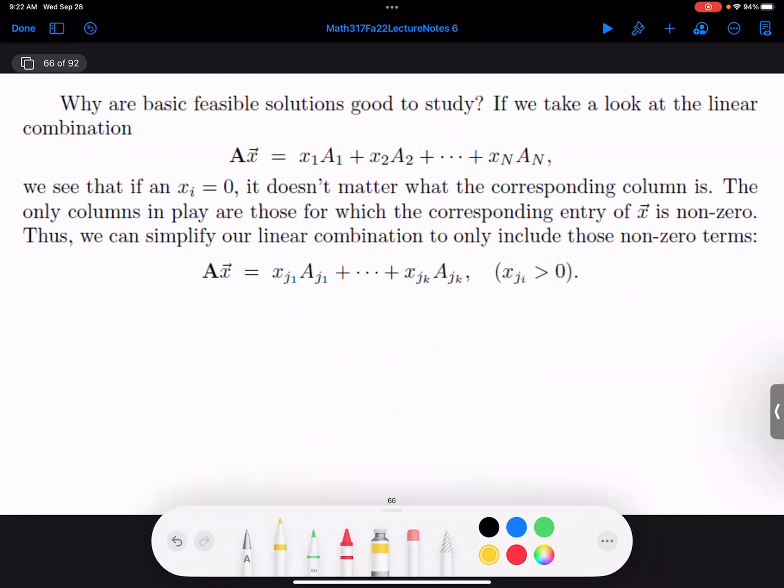If you think about what's going on, if a component of X is 0, then that entire column of A that corresponds to that component doesn't play a role in what we're doing at that moment. And so this allows us to reduce the size of the matrix. Now, what this means is, depending on which components are non-zero, we will have different reductions of the matrix.